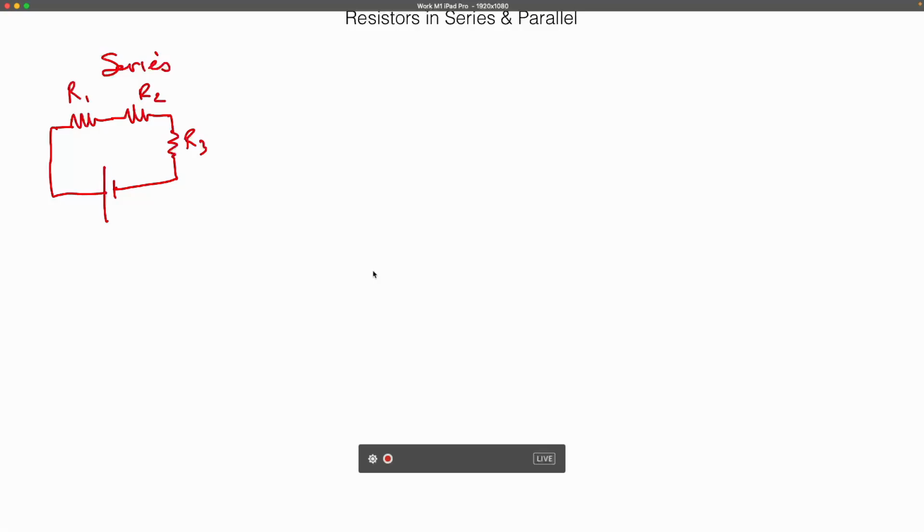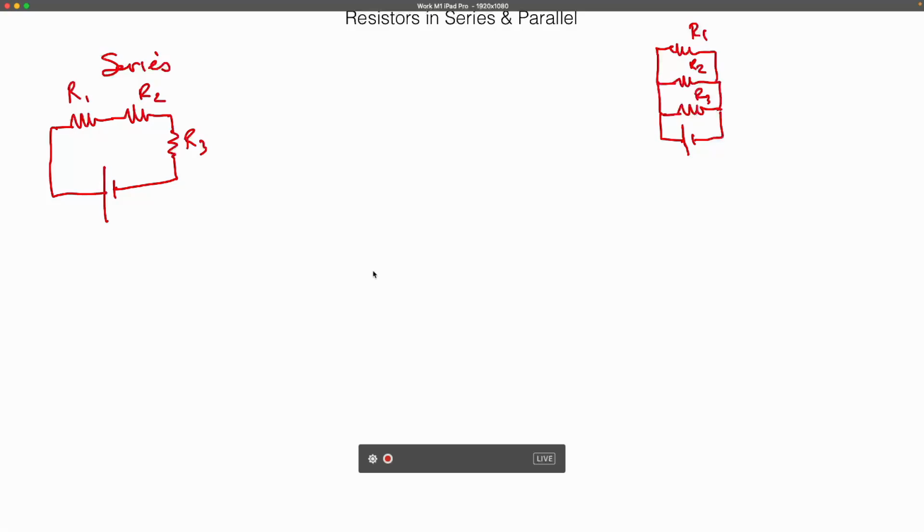But a parallel situation, I'll do that long side, that short side. There we go. These three are all in parallel. And how do we know they're in parallel? Junctions. There's a spot where wires split. A wire turns into two, or two wires turn into one. Those junctions are dead giveaways.